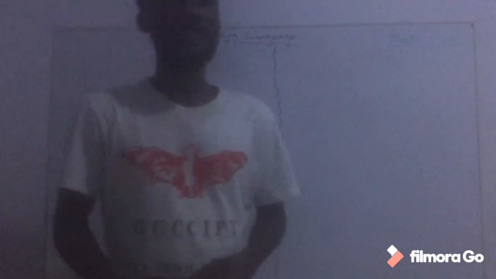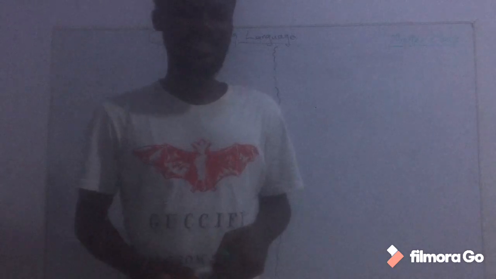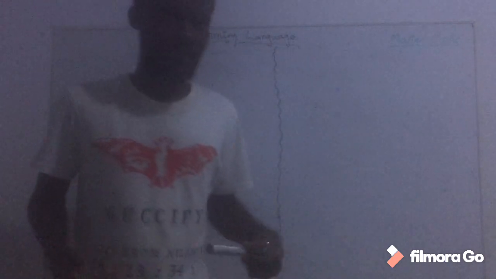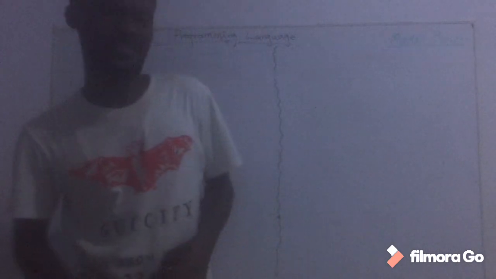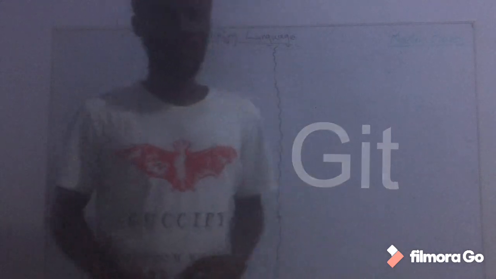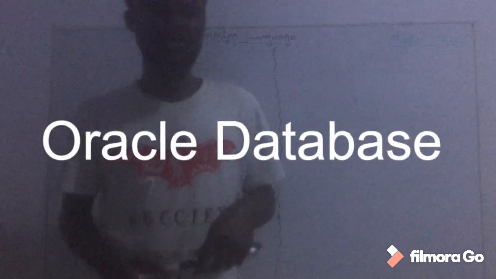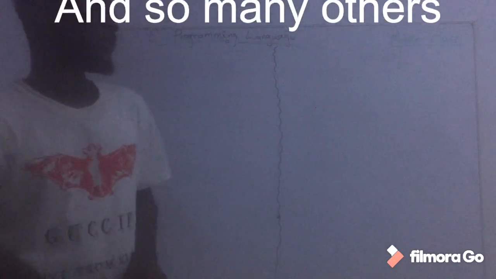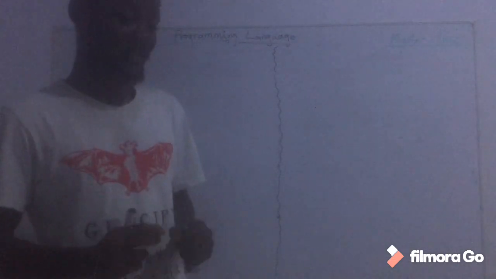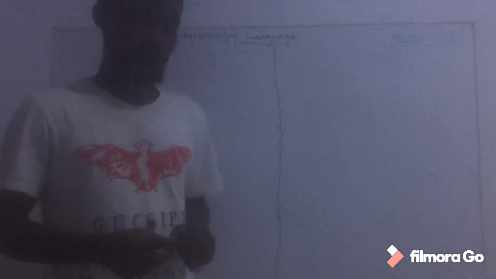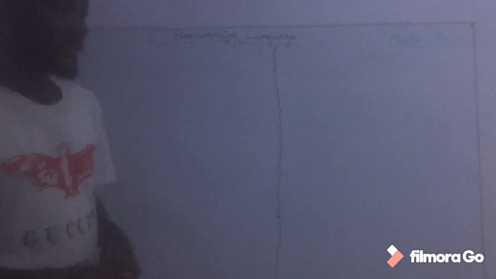Alright, today we'll be talking about the C programming language. The C programming language is a general purpose programming language that has been around for nearly 50 years, and it has been used to write everything from operating systems like Microsoft Windows to complex programs like Git, like the Python interpreter, like the Oracle database, and so many others. Now, it is a low-level language that relates closely with how machines work while still being easy to learn.